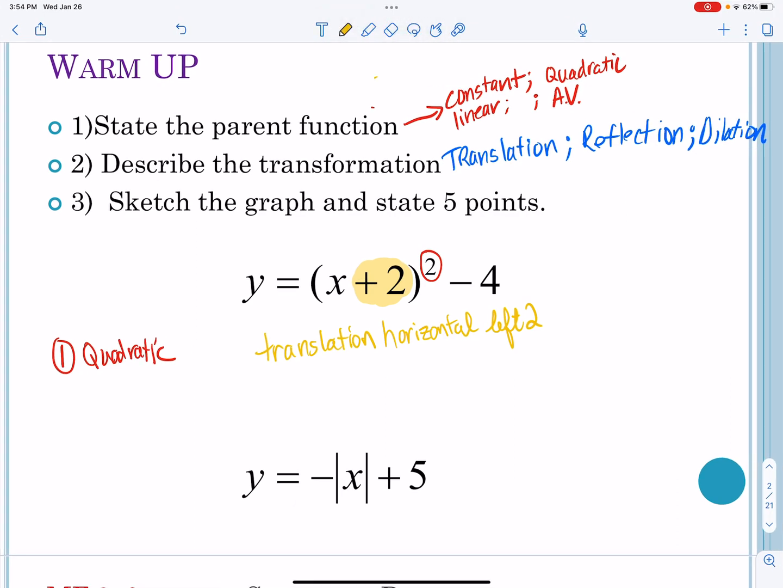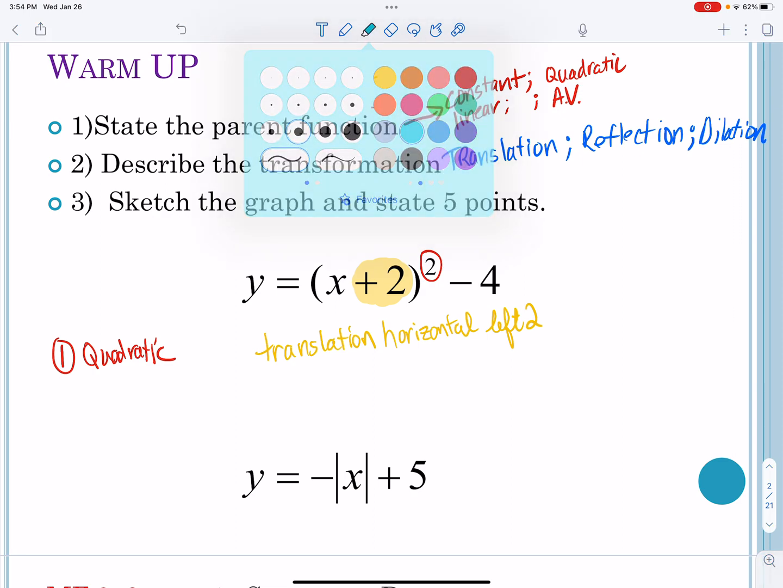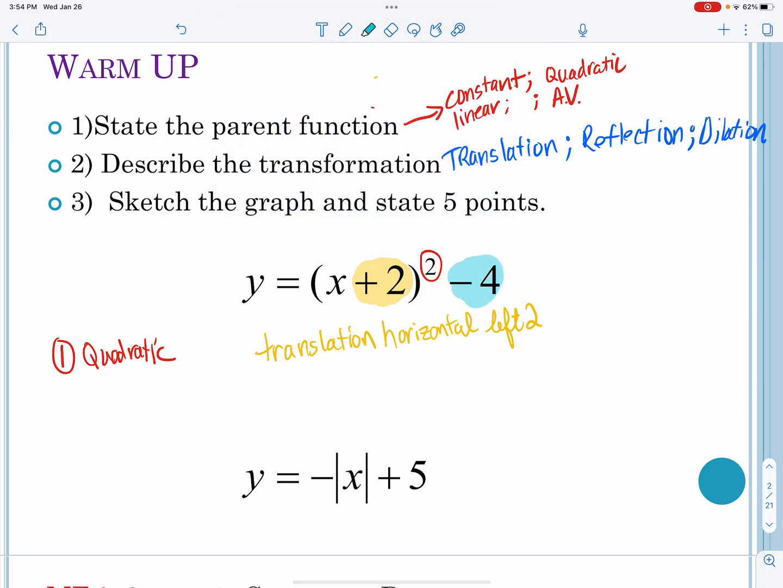Okay, and then I'm going to look at this other one. This -4 is outside the parentheses, and it's adding and subtracting, so it is a translation. It is outside, so it's vertical, and it's going to go down 4. Okay, those are the only transformations that I see.